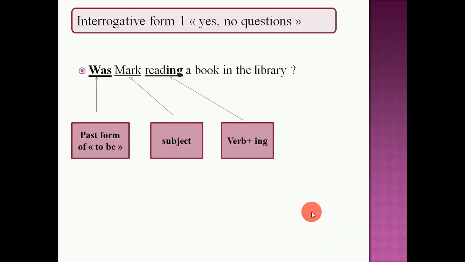Now the interrogative form. This is the third form. We have 2 forms of interrogative. عندنا number 1 اللي هو yes or no question ولا auxiliary question. In this example what do we have? Was Mark reading a book in the library? So عندنا past form of to be بعدها subject وبعدها verb plus ing plus the rest of the sentence. This is the interrogative form number 1 اللي هو yes or no question.